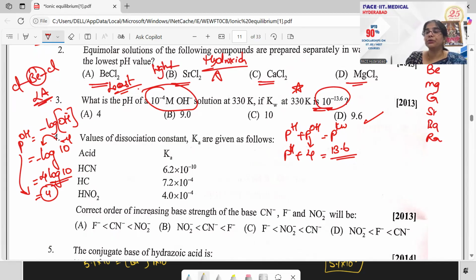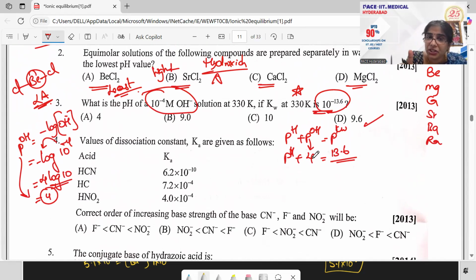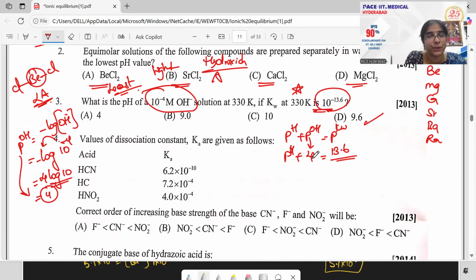So pH is equal to 13.6 minus 4. The same thing we did in the previous lecture where I gave you the formulations: pH plus pOH is always pKw, which is nothing but 14. But here, since the temperature given to us is different, we were told that Kw is 10 power minus 13.6. So hence the pK value is 13.6.